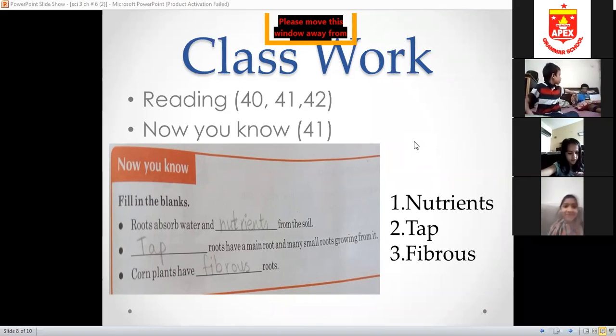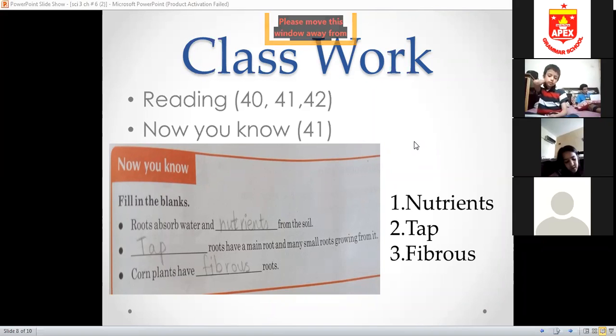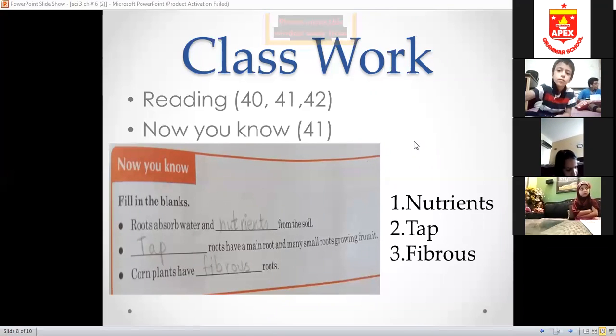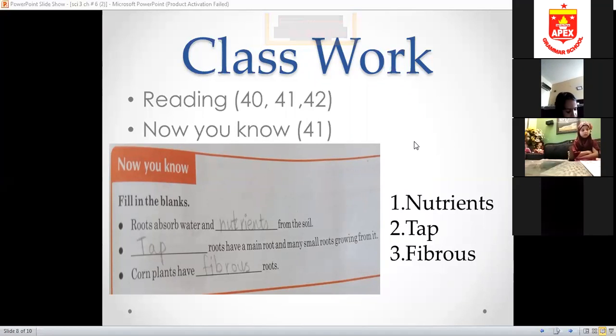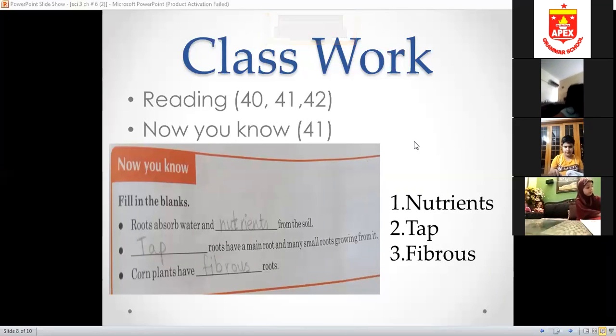Teacher, page number 41. The last paragraph, the last four lines. Some others like pumpkins. You are going to read from here. Yes, pumpkins and watermelon.